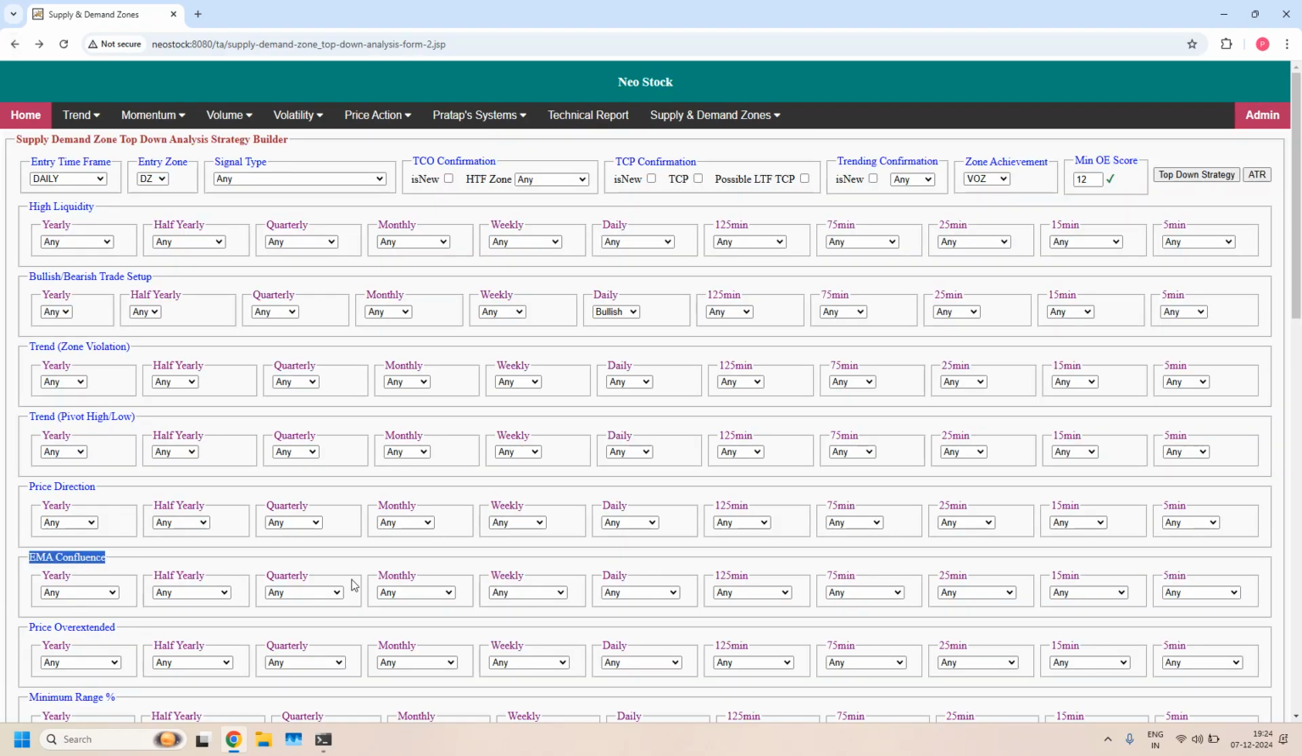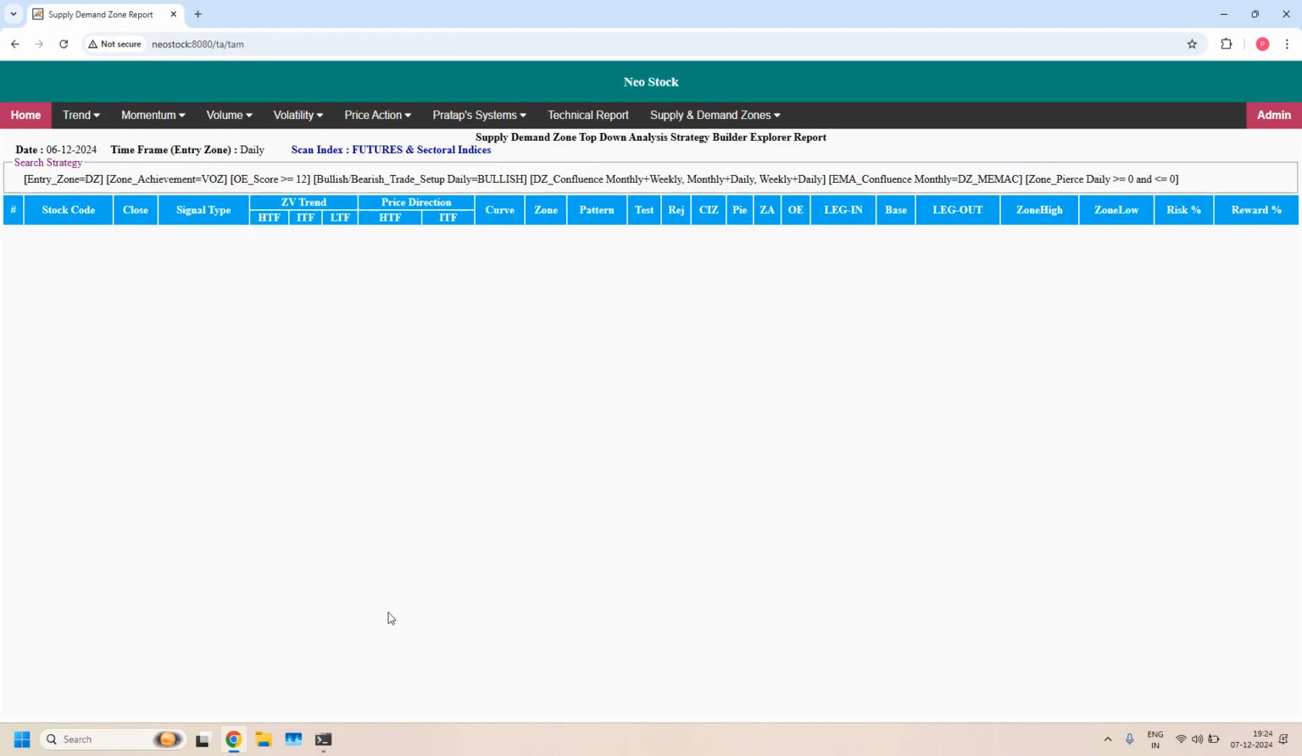In the EMA confluence at monthly time frame, because the daily zone together with the weekly zone are part of the monthly zone. So monthly demand zone with monthly EMA confluence, as per the concept you learned in your lesson 27. We did not get this stock. That means the stock is not having EMA confluence, but the stock is having only zone confluence, LTF, ITF, HTF. That's a high probability setup. But if EMA confluence could have been there, it could have been an even higher probability trade setup. But that is missing.